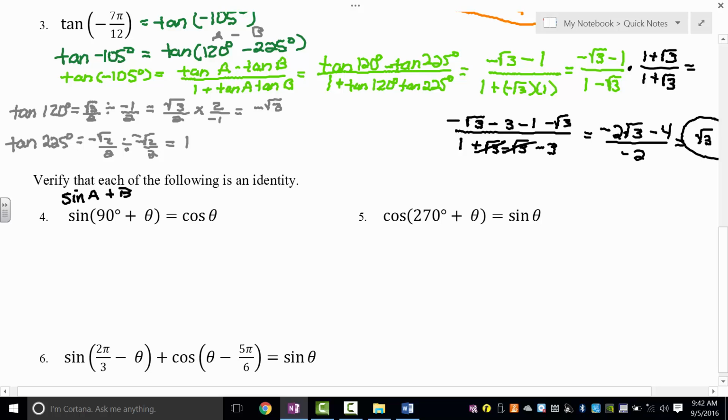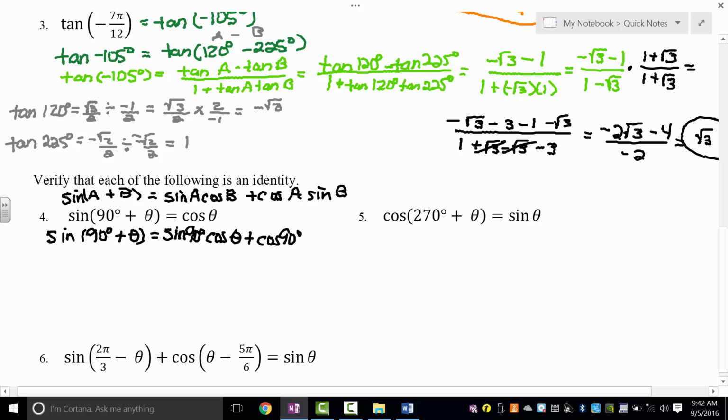Sine A plus B equals sine A cosine B plus cosine A sine B. So the sine of 90 degrees plus theta would equal sine A, so that's sine 90 degrees cosine theta plus cosine of A, which is 90 degrees, and the sine of B, which is theta. So I need to simplify this to make sure it equals cosine theta. So does it equal cosine theta?